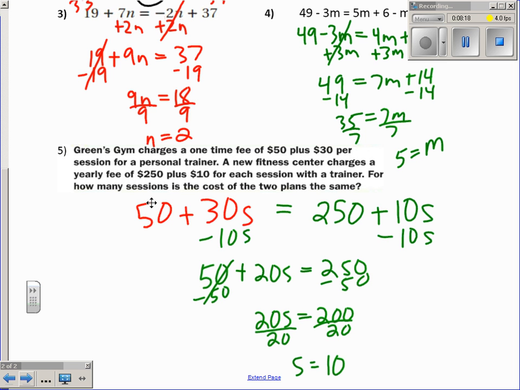So what that means is that if I went to Green's Gym and I paid $50 to start up my gym membership, and then I did 10 sessions, that would be the same cost as if I went to the other gym and I paid a $250 yearly fee and I paid $10 per session. So that's how we treat those. You see it a lot with calling plans with cell phone companies. This plan offers this, and then the other plan offers that. How many minutes are they equal? And that's when you just set the two equations equal to each other and solve for the variable.